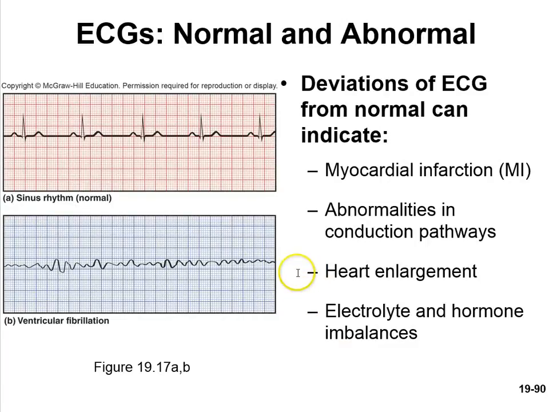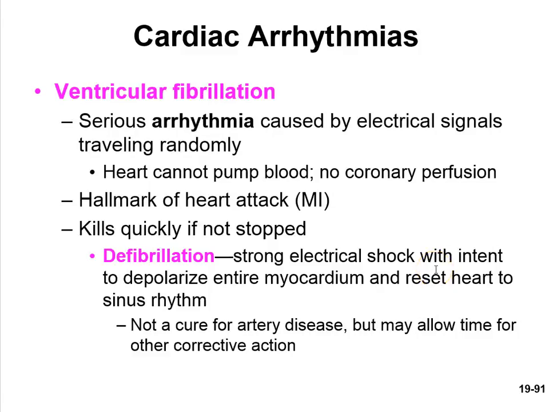There can be deviations. If we look at the top one here, this is a normal EKG. This one is typical of a pattern called ventricular fibrillation. Ventricular fibrillation is called an arrhythmia when things are not normal. The electrical signals are random, it's chaotic, and during this, the heart doesn't get time to relax, to fill with blood, it doesn't get to pump blood. So it's the hallmark of a heart attack, and if it's not stopped, it can kill a person.